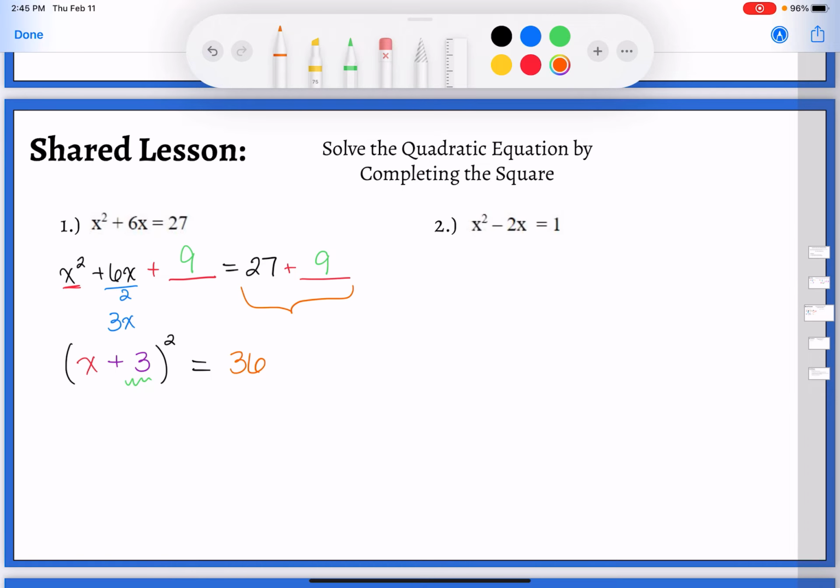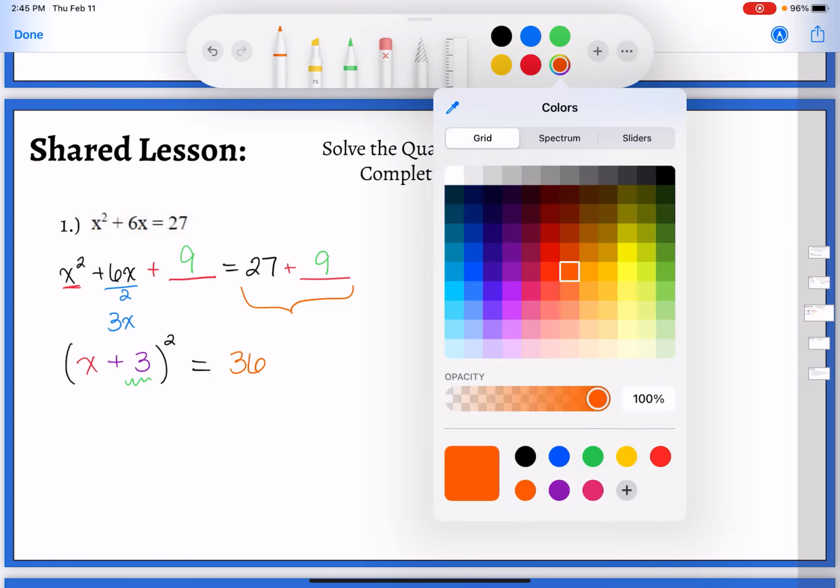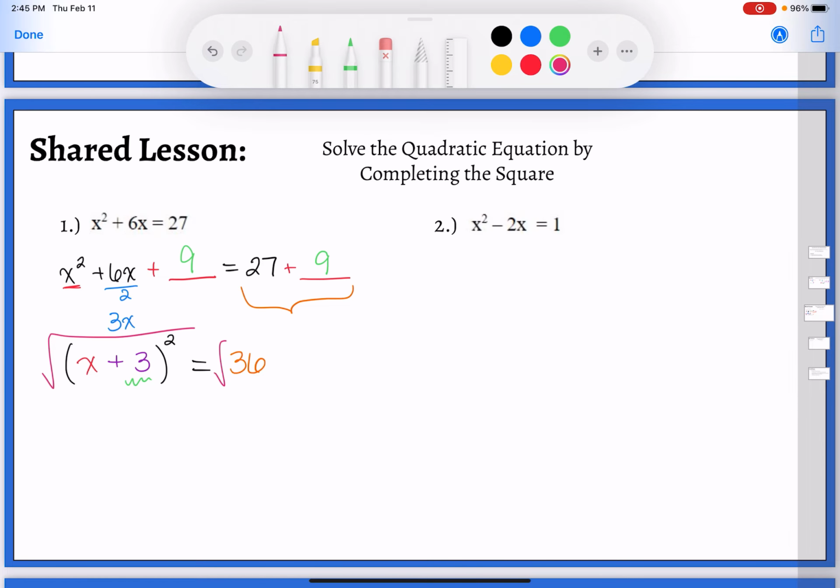All right, so I have my binomial squared, the parentheses squared, all alone over on the left. So in order to get rid of that squared, I could just square root both sides. Squared and square root cancel out. I have x plus 3 equals, let's see, what times itself gives me 36? Could be positive 6, or it could be negative 6.